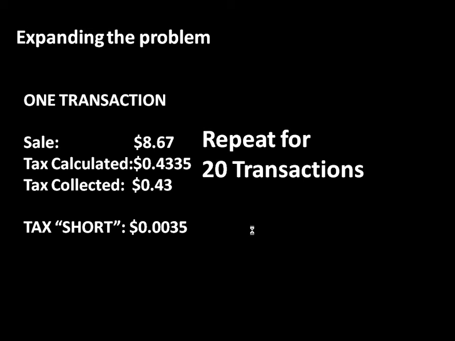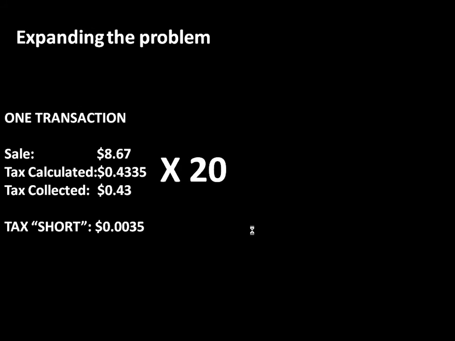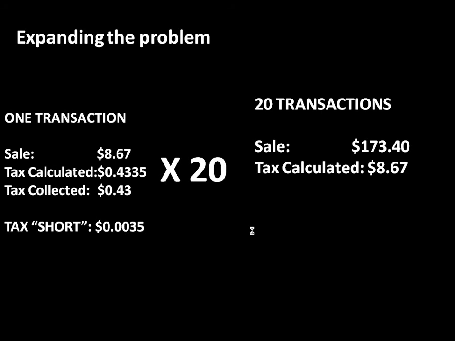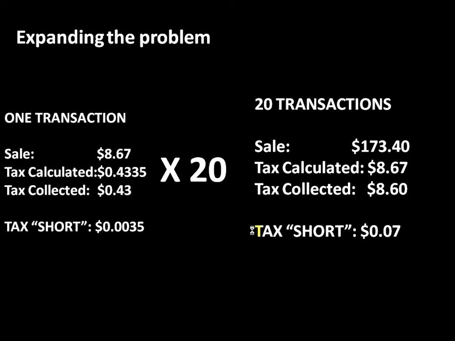Well, let's say 20 people come in and buy these same three items in your store. Once again, each transaction is going to be $8.67. We're only going to be able to collect whole pennies, so we're going to collect 43 cents each. After those 20 transactions, our sale total will be $173.40. If you use your math magic on $173.40, you will find the tax calculated would be $8.67. But since we only collected 43 cents for tax each transaction, our tax collected is only $8.60, which means we are now, quote, short tax by 7 cents.